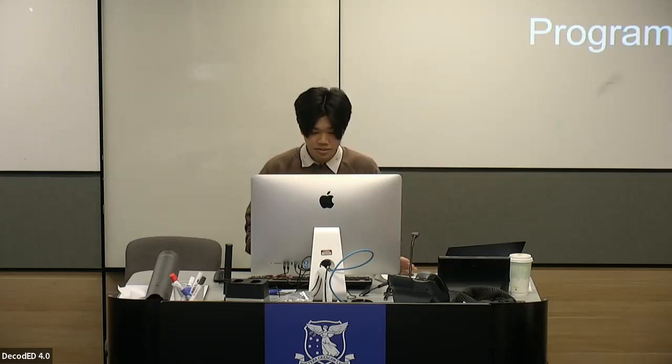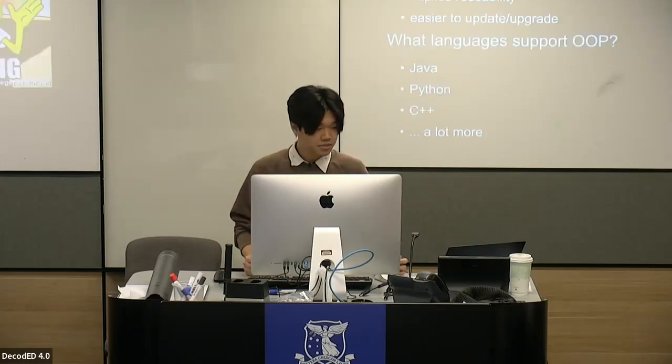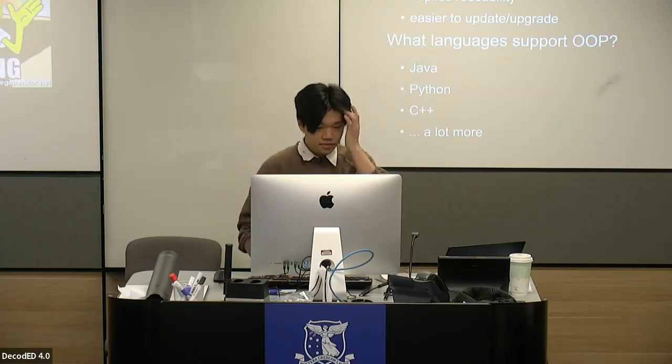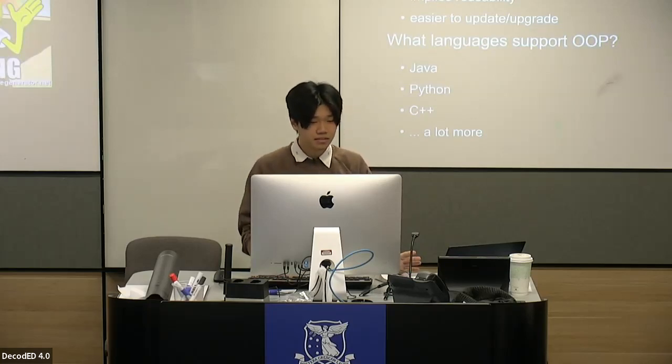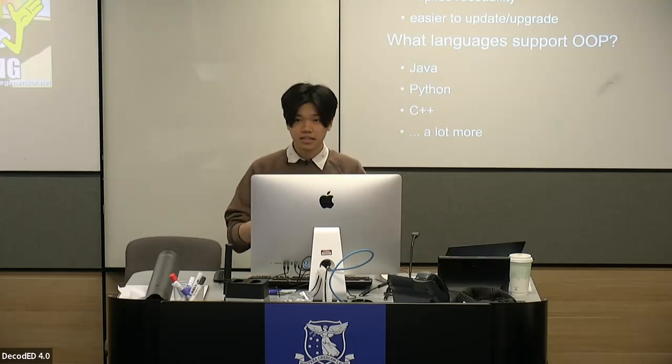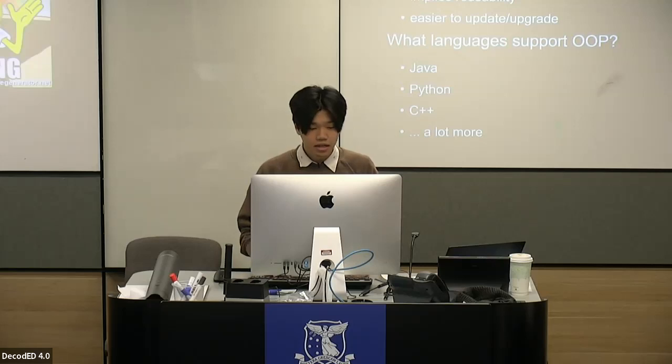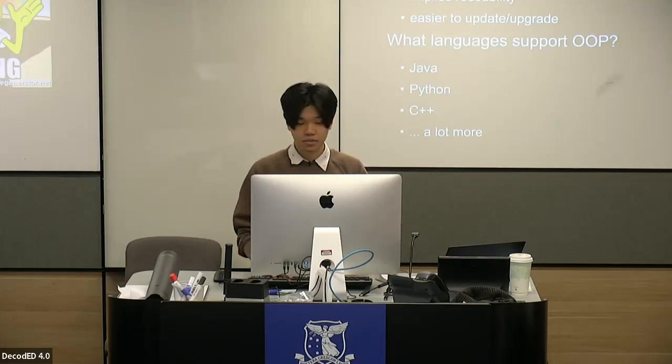What is object-oriented programming? It's just programming using objects, right? It makes your program more modular, right? Modular means it's more reusable, it's easier to update, it's easier to upgrade. It's like using functions, but in a more general sense. And these are the languages that support OOP: Java, Python, which we'll be using today, and C++ and some more.